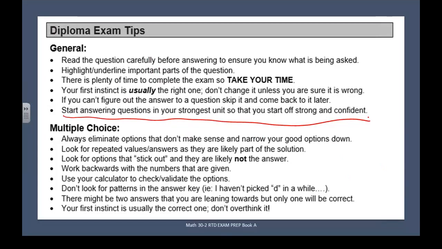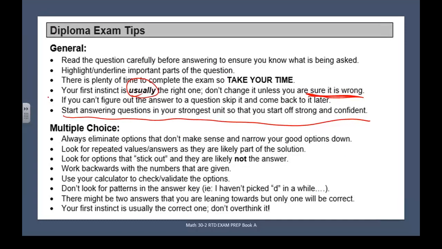Now, when you're going through, just a couple of general tips here. First of all, you have 6 hours, so take your time. There is no rush. I have never seen anyone need more than 6 hours for the math diploma. Your first instinct is usually the right one, so only change it if you are sure it's wrong. Usually the one you choose first is the one you should go with, unless you have made a mistake and you have something to back that up.